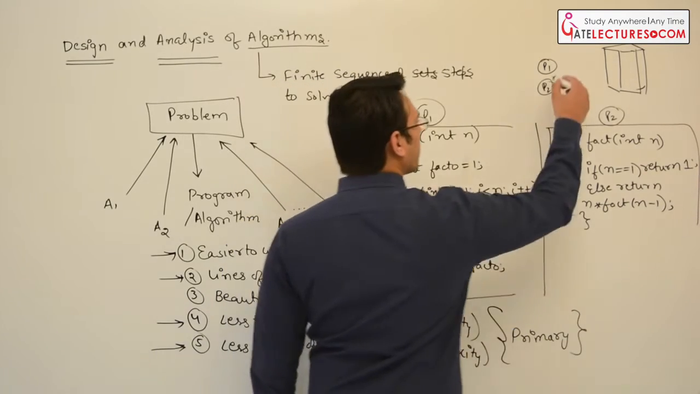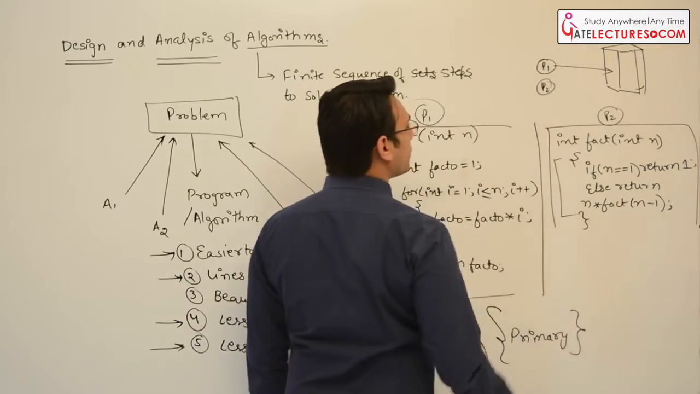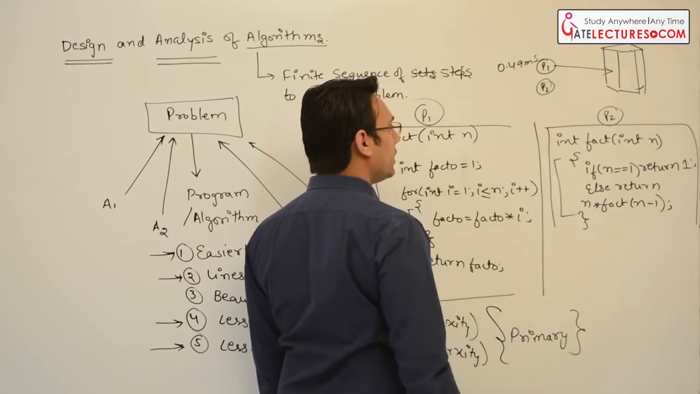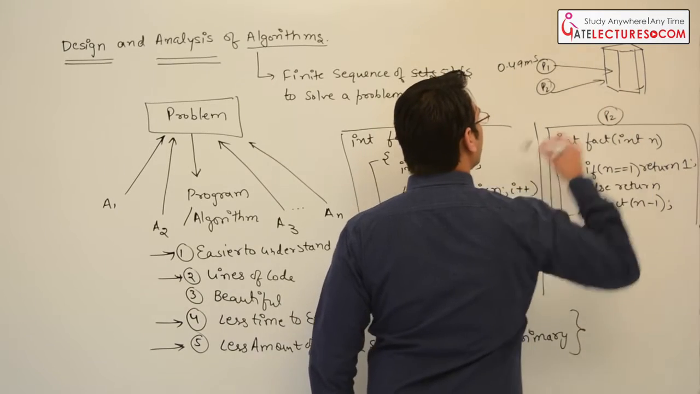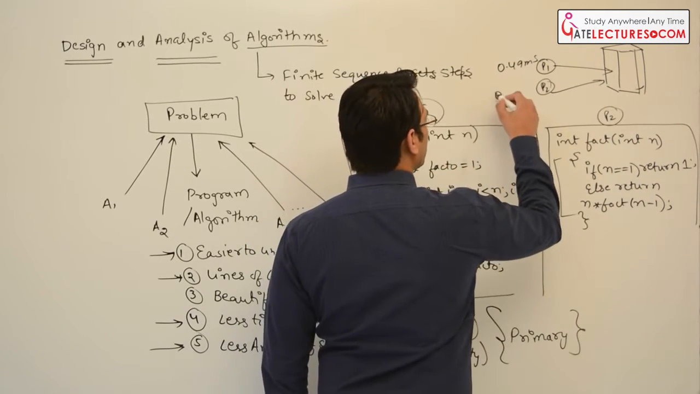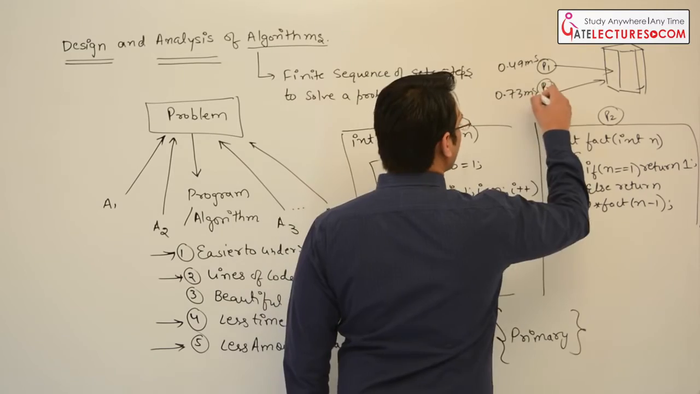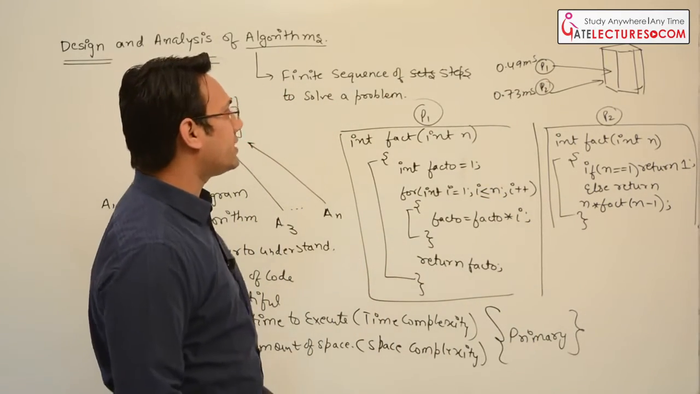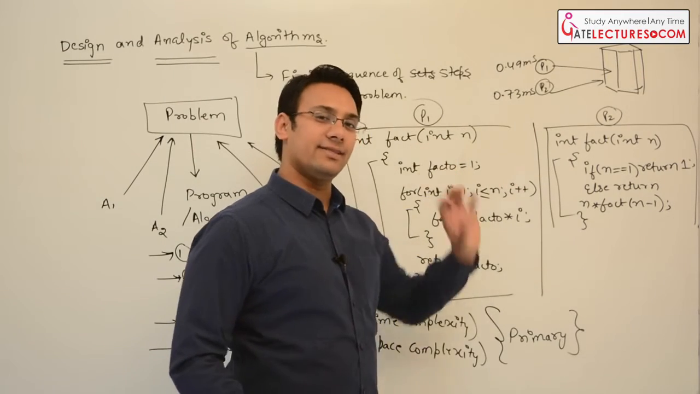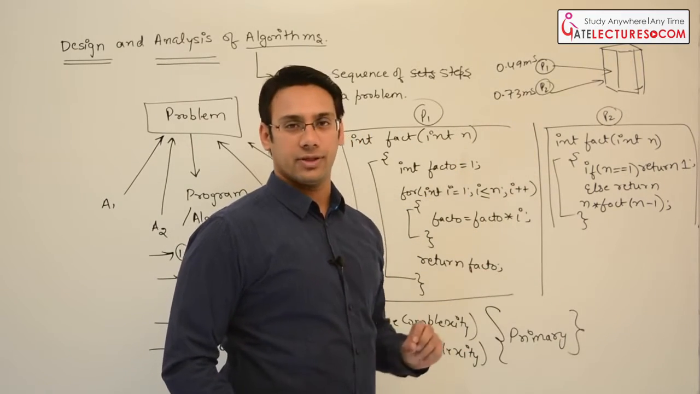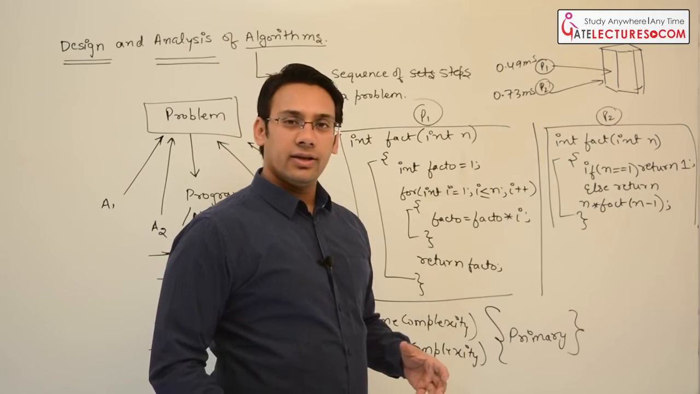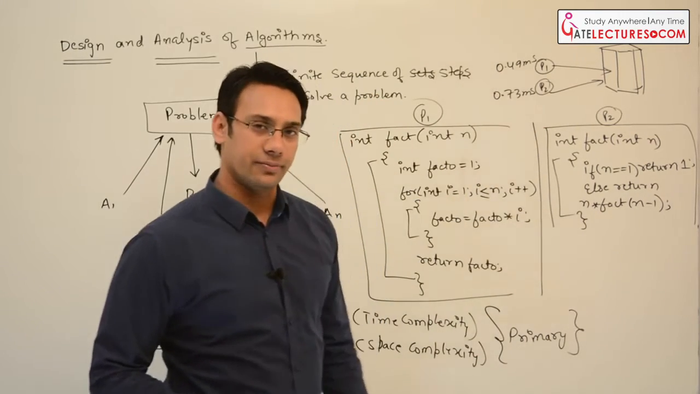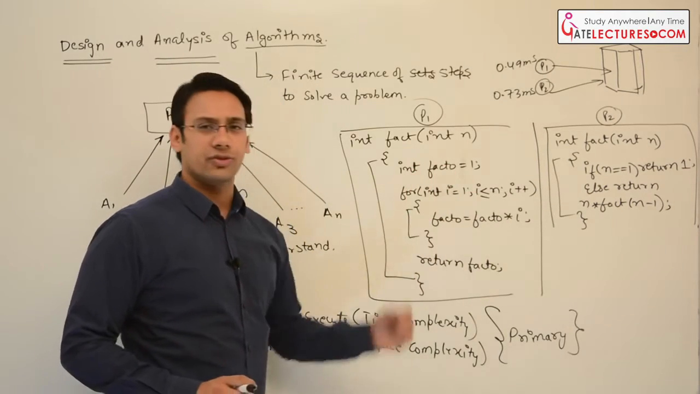First I executed the program P1, and let us say the program P1 took 0.49 milliseconds to execute. Then I executed the program P2, and let us say it takes 0.73 milliseconds to execute. Okay, that means we are working on the physical execution times of the programs. That means if I am executing this in real time on my system, which program is going to take less time. Okay, but there are some issues with it.